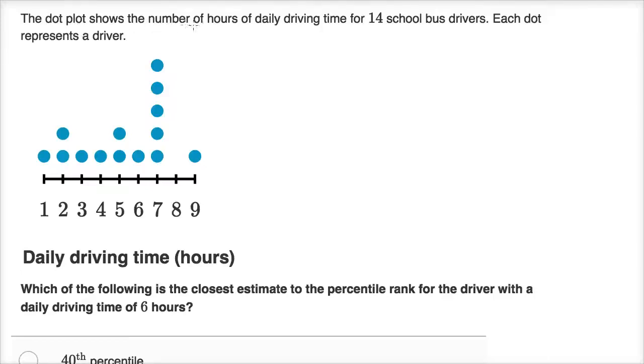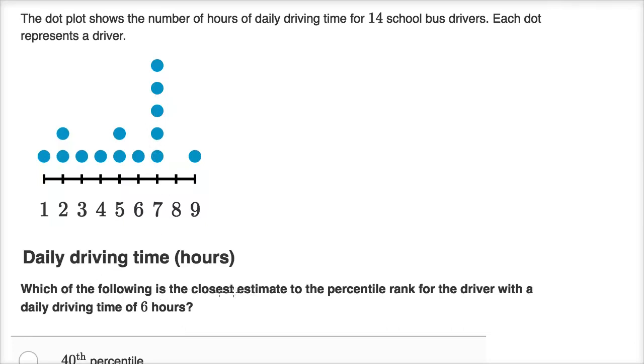The dot plot shows the number of hours of daily driving time for 14 school bus drivers. Each dot represents a driver. So for example, one driver drives 1 hour a day. Two drivers drive 2 hours a day. One driver drives 3 hours a day. It looks like there's 5 drivers that drive 7 hours a day.